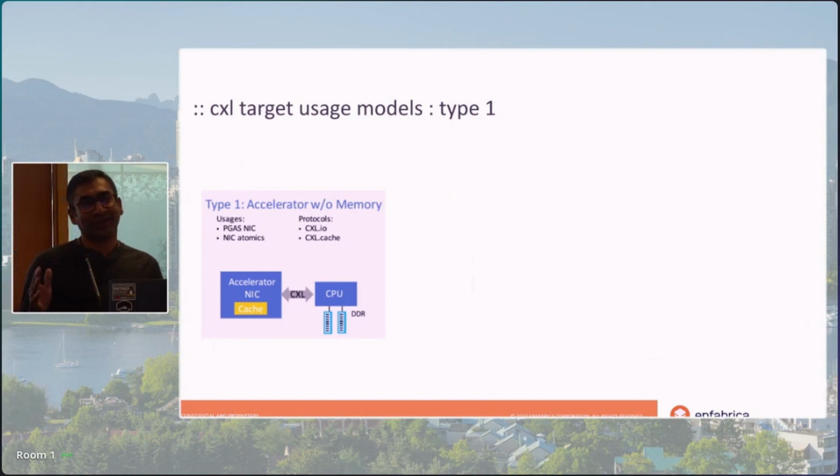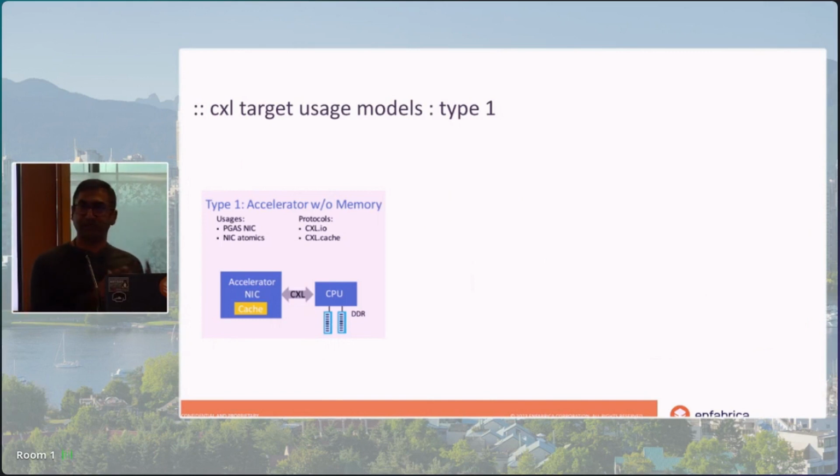So now it creates an orthogonal concept of a device type, because rather than just saying that there are 3 types of transactions, they said the goal is to try to optimize for 3 types of usages as well. And it is an orthogonal statement. A type 1 device is basically a device that does IO and cache. A perfect example of this would be a NIC.